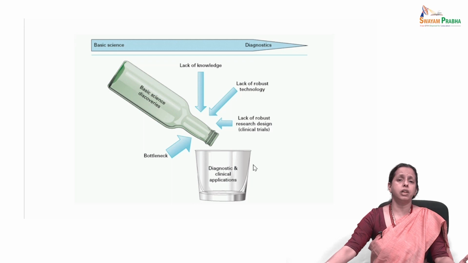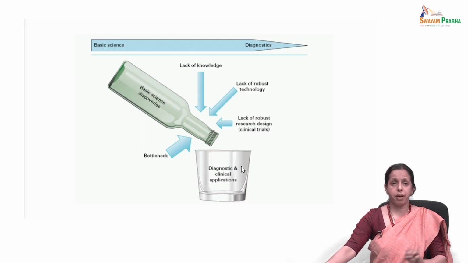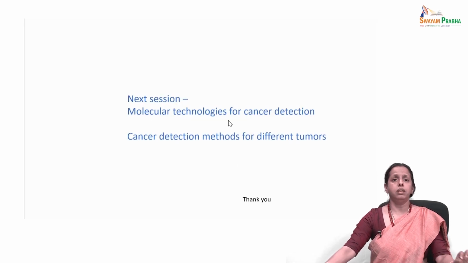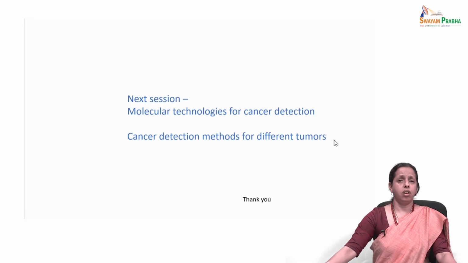How can this molecular information be exploited in different scenarios to detect many cancer types? I will be discussing it in the next session. We will talk about molecular technologies for cancer detection and cancer detection methods for different tumors. So thanks a lot. Thank you.